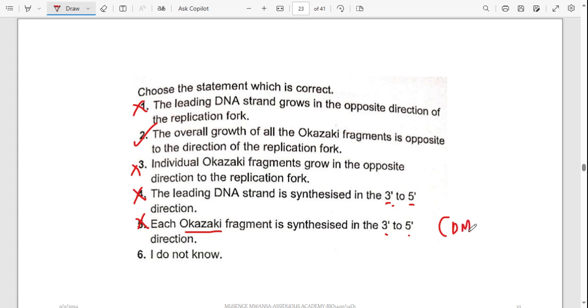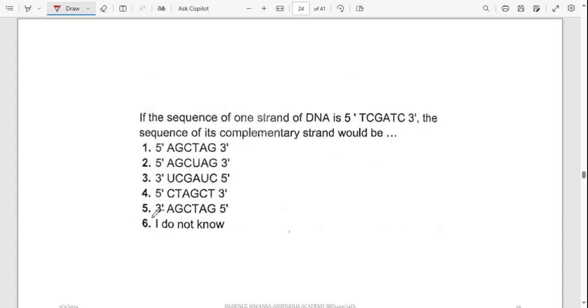It's DNA polymerase, isn't it? DNA polymerase can only read something that is running from 3' to 5'. The meaning of that is that it can only form something in the 5' to 3' direction. So you get why this one can be the answer. Okay, so that is it.